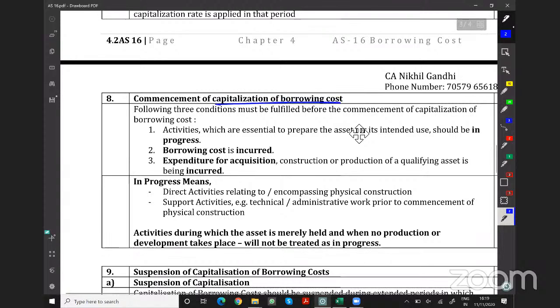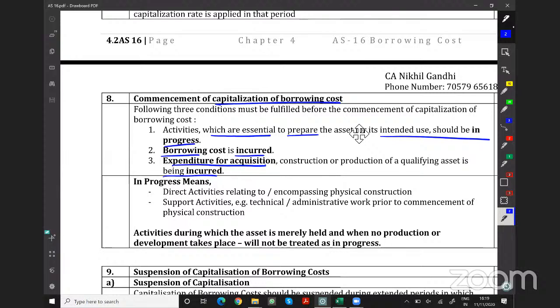Now, commencement of capitalization of borrowing cost. When should the capitalization of borrowing cost be started or commenced? When activities which are essential to prepare the asset for its intended use are in progress, borrowing cost is incurred, and expenditure for acquisition, construction, or production of the qualifying asset is being incurred. Three things. You see, we will take an example of a building. To construct a building, I have bought some bricks, some cement, and so on. Also, the laborers are working on the foundation. And the third thing is I've also taken the loan.